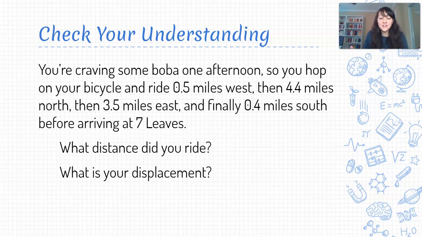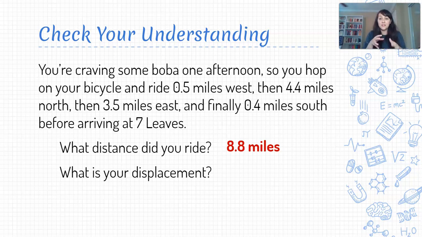Well, to find the distance, all we have to do is just add all of those up. So 0.5 miles plus 4.4 miles plus 3.5 miles plus 0.4 miles should give you a total of 8.8 miles that you covered on your bicycle. Good for you. All right, then what is your displacement? All right, now with displacement, we have to keep track of direction. We can't just add up all of our numbers.